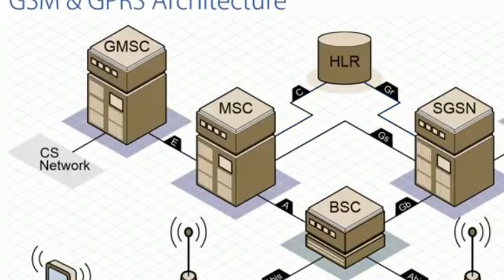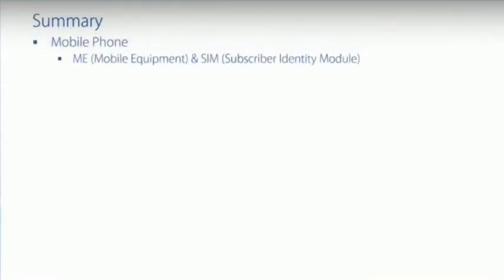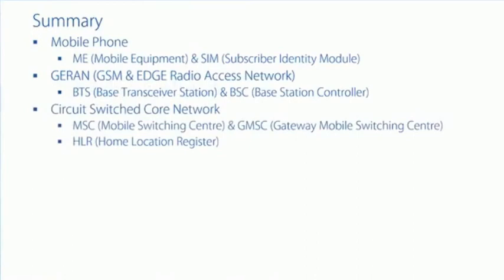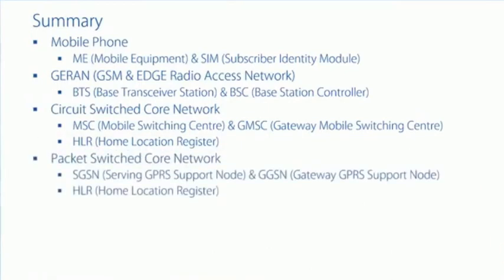So there we have it, the GSM and GPRS network architecture. So in this session we looked at the key elements: the mobile phone, which was made up of the mobile equipment and the SIM card. We also had a look at the GERAN, which was comprised of the base transceiver stations and the base station controllers. We then had the circuit switch core network, made up of MSCs and gateway MSCs, and also the ability to interact with the Home Location Register. And finally, we had the packet switch core network, made up of Serving GPRS Support Nodes and Gateway GPRS Support Nodes, again interconnecting with the Home Location Register.